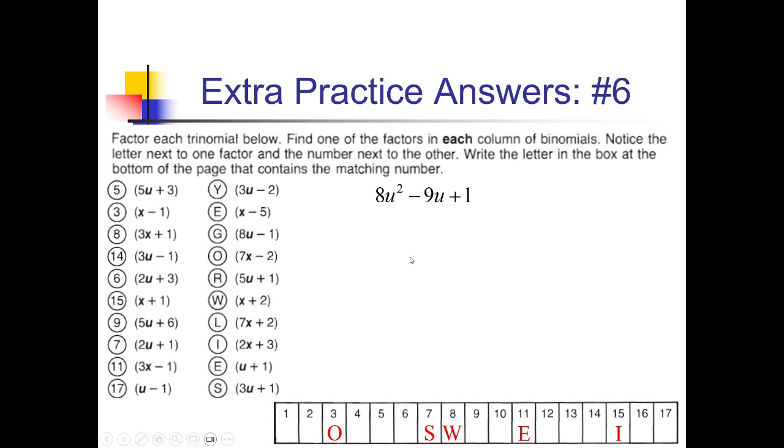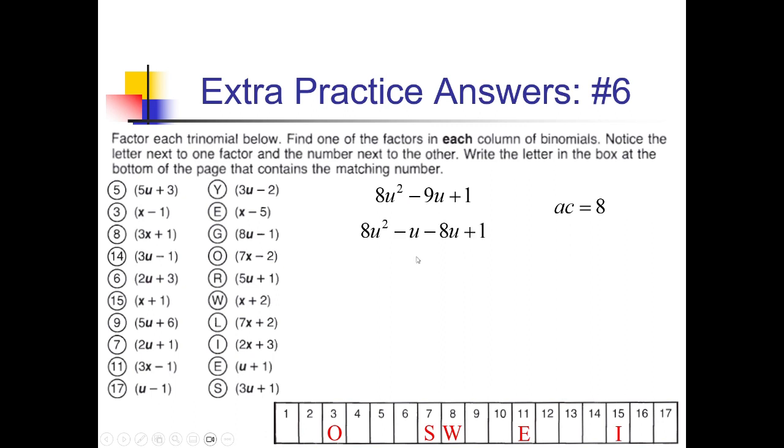This next one is another one that you don't really need the AC method since you have a 1 for this constant. You could find factors of 8 that add up to negative 9, but I'm going to use AC anyway just to be consistent. So 8 times 1 gives me 8. So I want factors of 8 that add up to negative 9. 1 and 8 work if they're both negative. So I'll split this up into negative u and negative 8u.